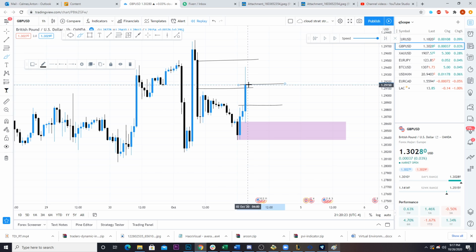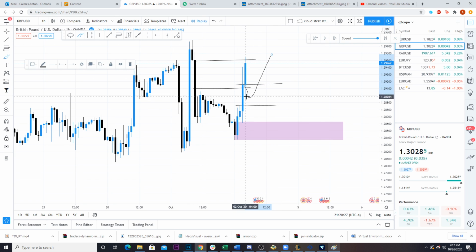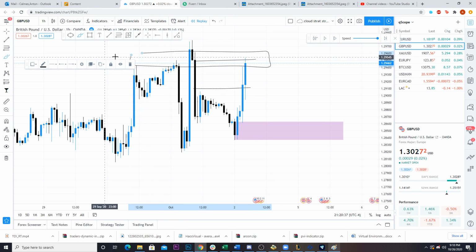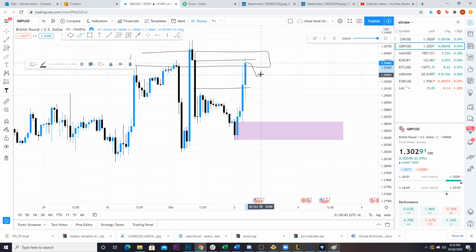So most likely we can see some of this get filled before it continues higher. So there we go. We come and see some more inefficiency filled here, and we start making our way higher. As we start getting in here, we're going to do what? Most likely, we're going to create that trap move, create that liquidity.